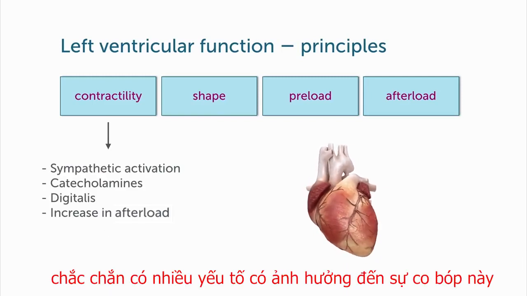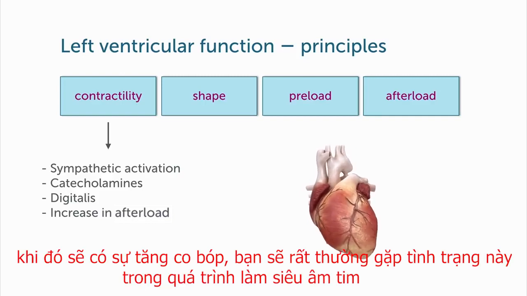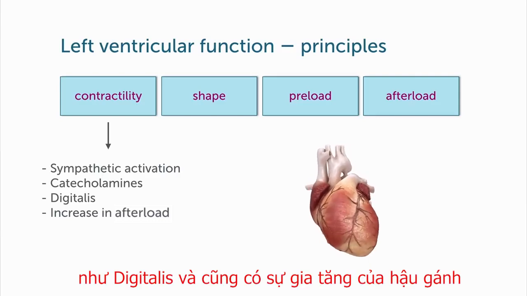Of course, a number of factors affect the contractility. The sympathetic tone, for example: if a patient is very nervous, he'll be hypercontractile. You can see that during echocardiography very frequently. The amount of catecholamines a patient has, just think of patients who are in the intensive care unit who get catecholamines, other drugs such as digitalis, and also an increase in afterload.